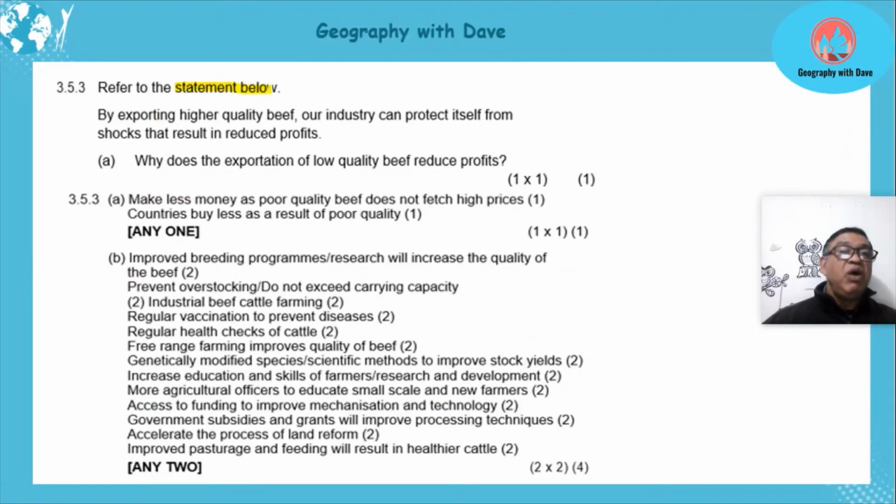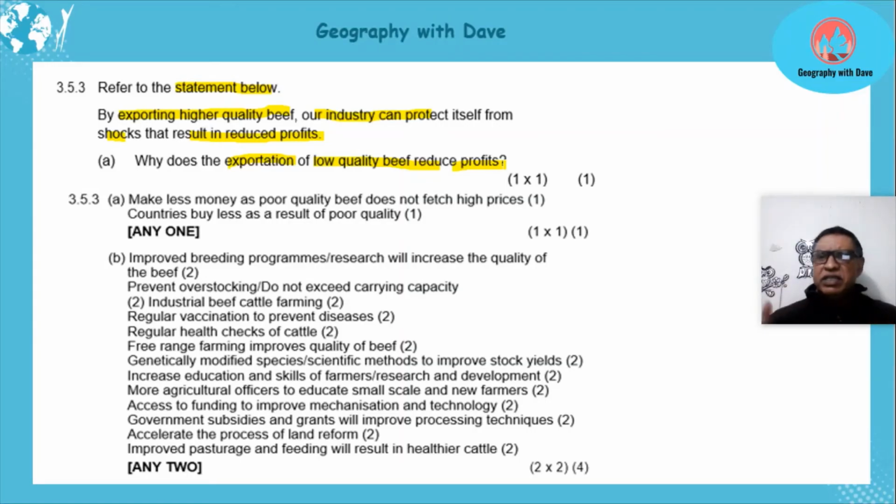Refer to the statement below. By exporting higher quality beef, our industry can protect itself from shocks that result in reduced profit. Okay, that's the first one. Now, why does the exportation of low quality beef reduce profits? Now, what I'm picking up on this, and that is why I put this in, is that it brings in exportation of high quality, exportation of low quality.